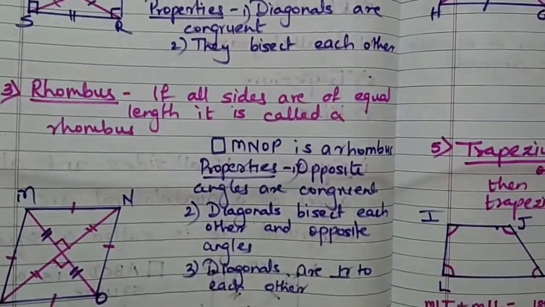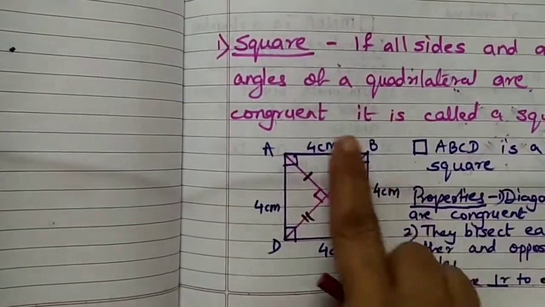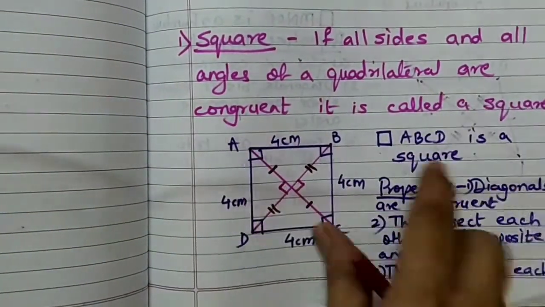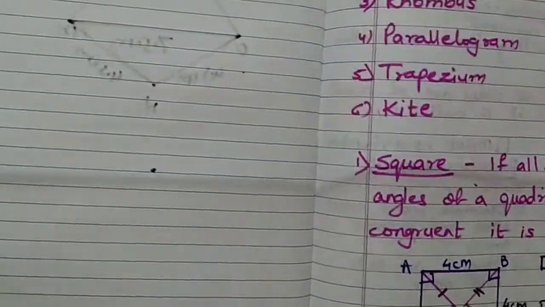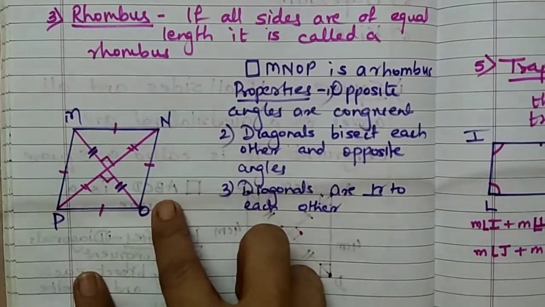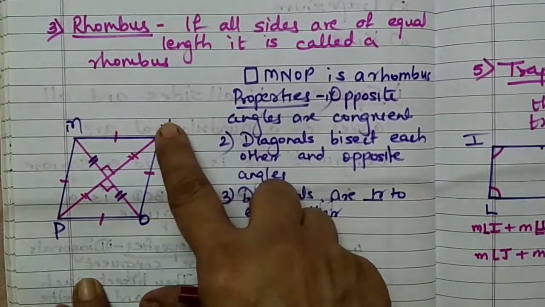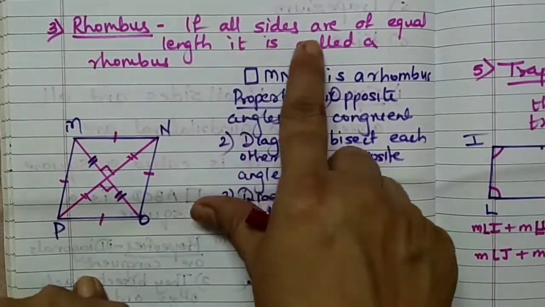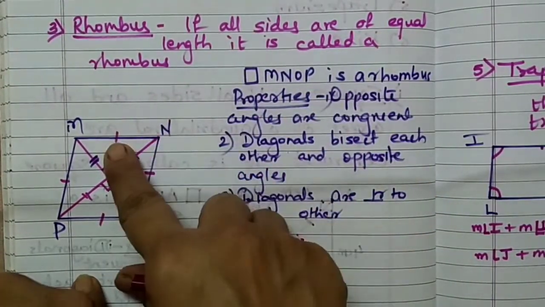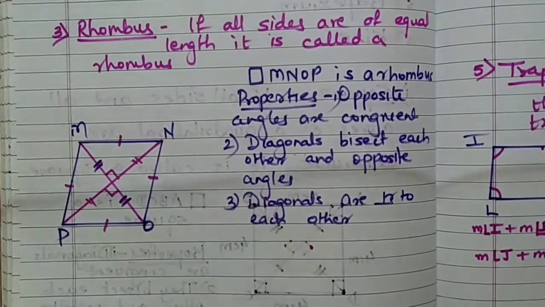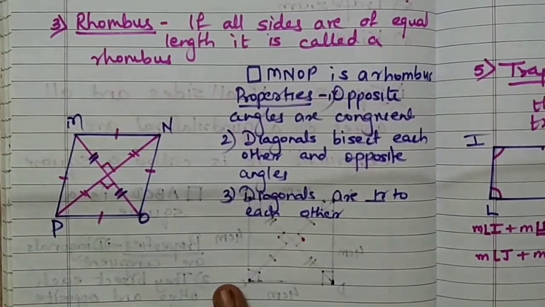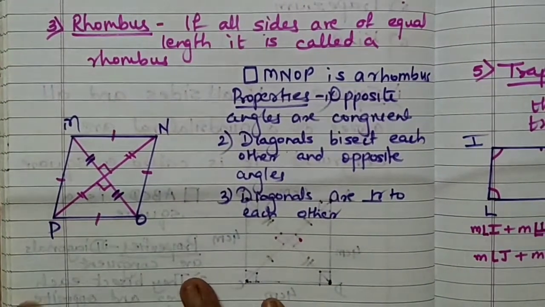But can a square be a rhombus? What is the property of a square? All sides and all angles are congruent. It is called a square. So here all angles are not congruent, but all the sides are congruent. So if all the sides are of equal length, it is called a rhombus. So we can call this a rhombus. A square can also be a rhombus, because in a square also all the sides are of equal length, so it can be a rhombus.